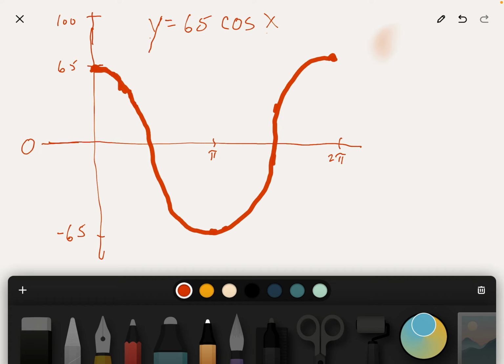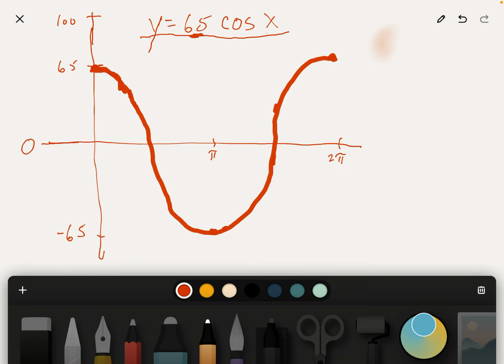Okay, so this is problem 15, the roller coaster. Let's forget about the roller coaster for a moment and just look at this function here, y equals 65 cosine x. I think it's obvious why I chose 65 for the amplitude. Let's just see how y varies as a function of x.